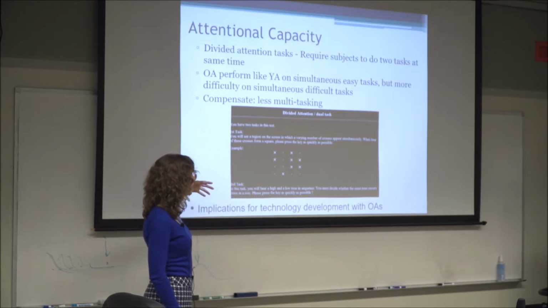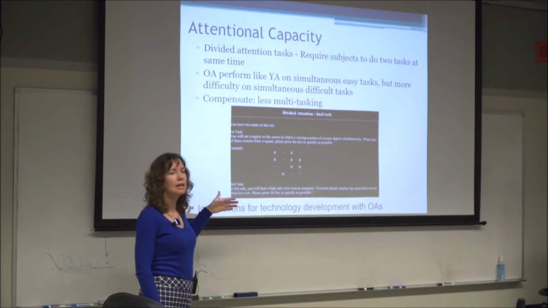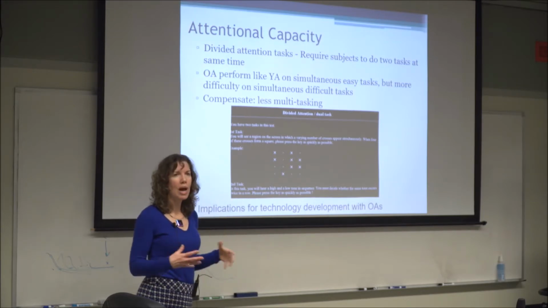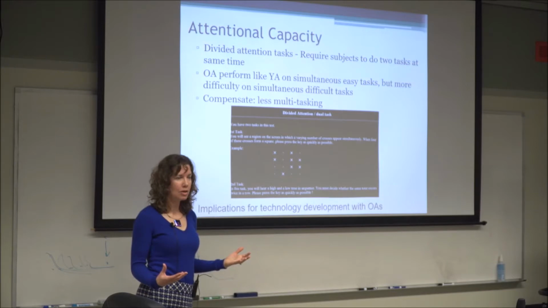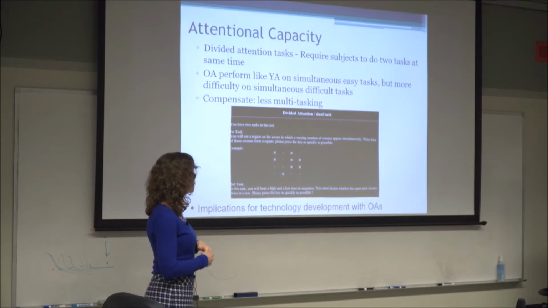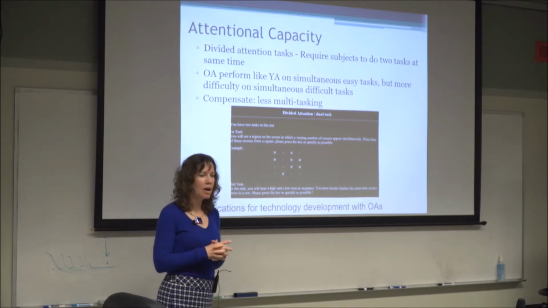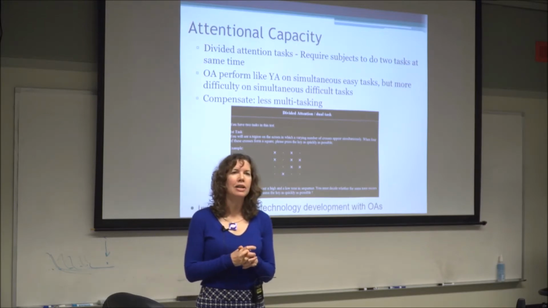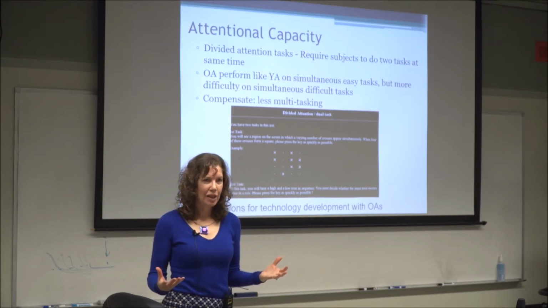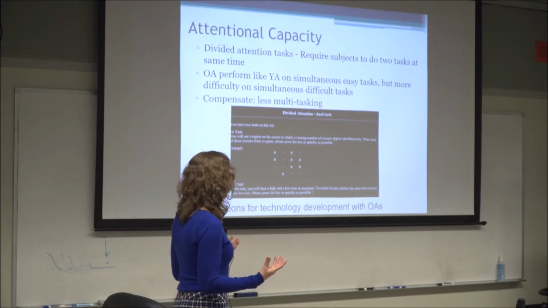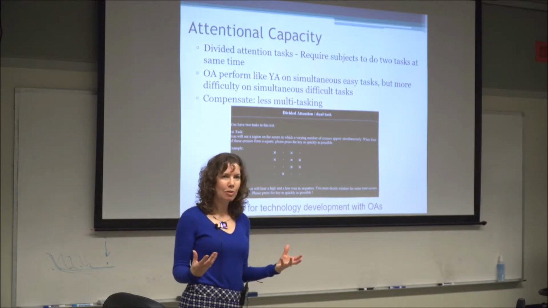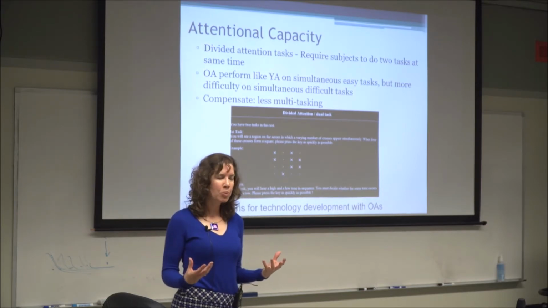If both the tasks they're doing are simultaneously easy, they're not going to show as much difference from younger adults. Now, one of the things that we hear from our older adults a lot is that they have a lot of difficulty multitasking. And multitasking is something that requires the use of this attentional capacity. It requires use of working memory.